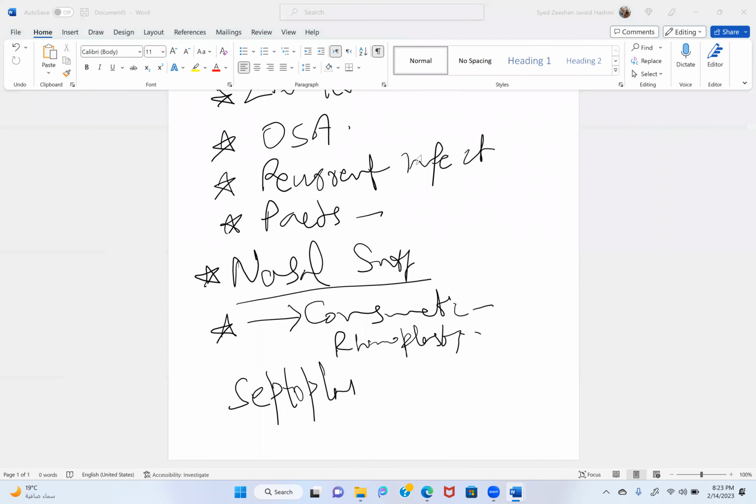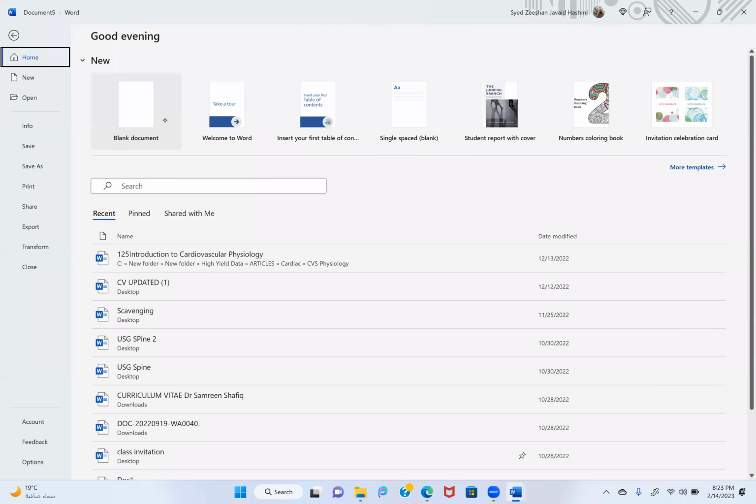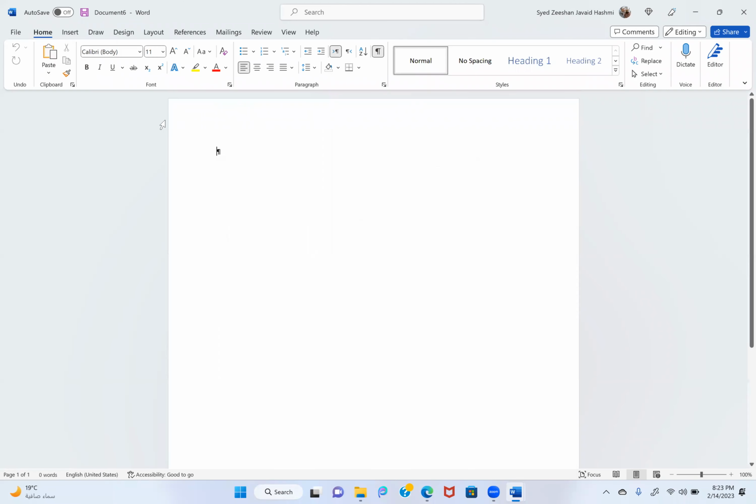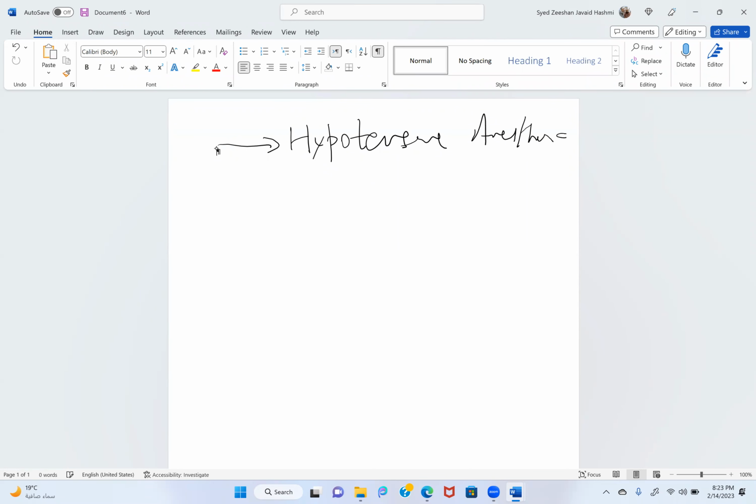Okay, septoplasty, and FES, functional endoscopic sinus surgery. So in these nasal surgeries, the concern which we all face is that they are asking for hypotensive anesthesia.